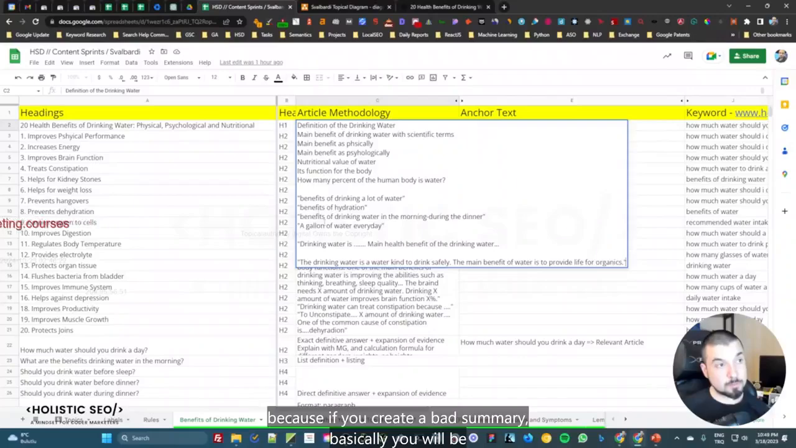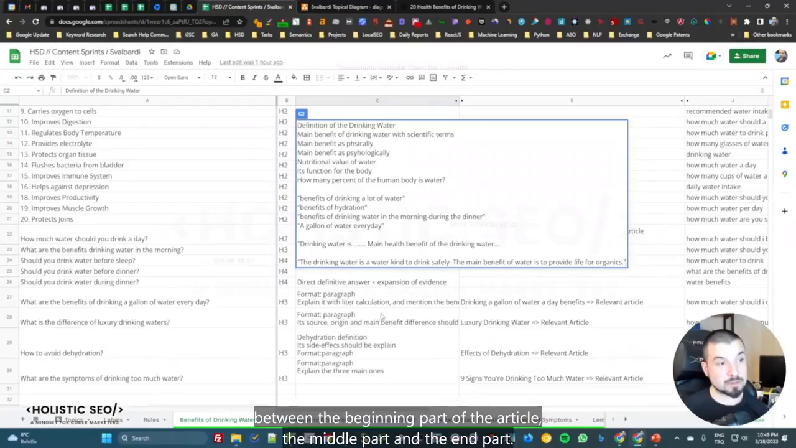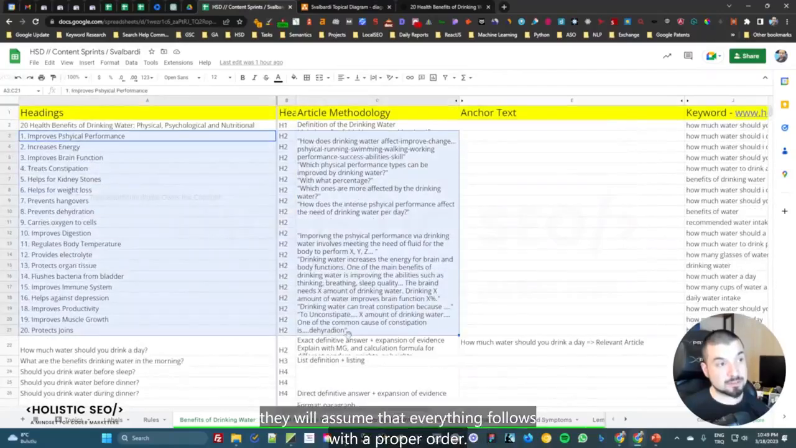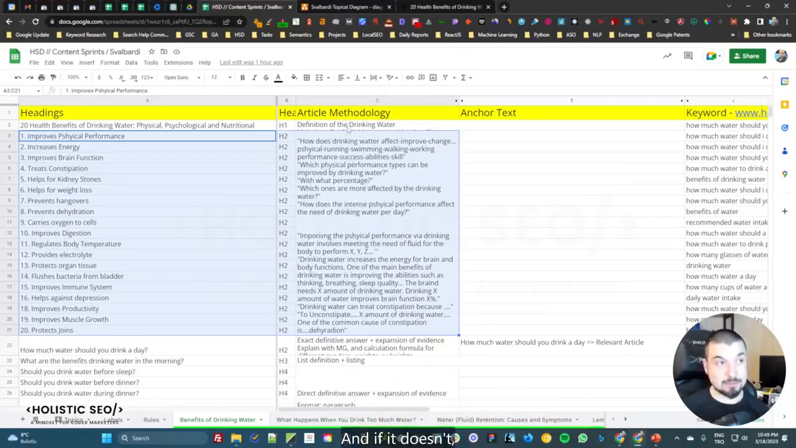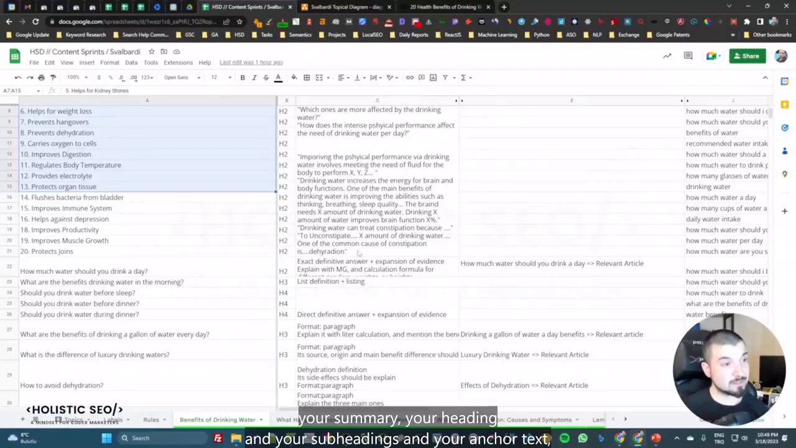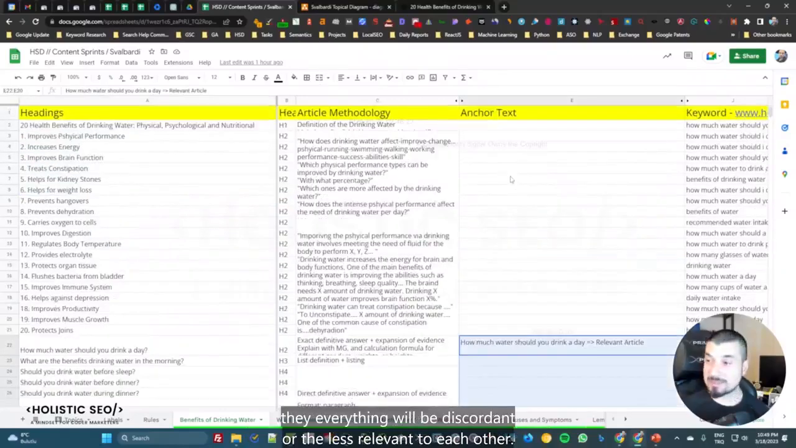Because if you create a bad summary, you will be creating a kind of disconnectedness or discordance between the beginning part of the article, the middle part, and the end part. And since the author didn't write the next sections yet, they will assume that everything flows in a proper order. And if it doesn't, your summary, your heading, your subheadings, and your anchor text, everything will be discordant or less relevant to each other.